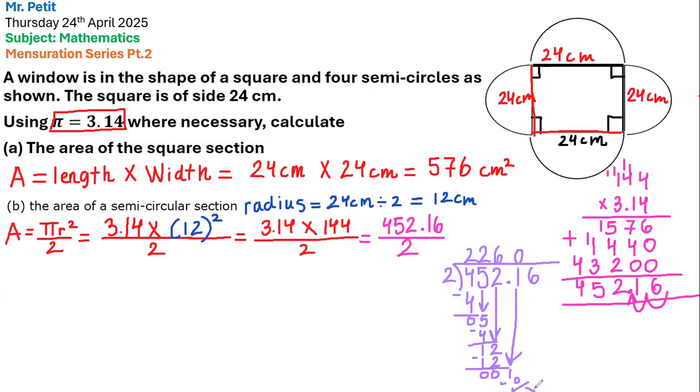All right. We bring down the 6. How many times does 2 go into 16? 8. So it's going to be 16 minus 16, which is 0 and 0. So the answer is going to be what? 22.08.